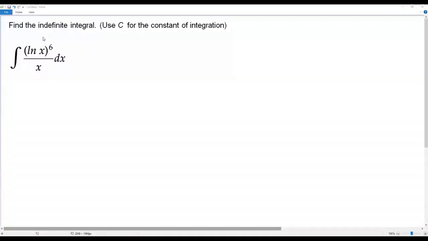Here we have an AP Calculus AB problem. Okay, let's go to the question. Find the indefinite integral. Use C for the constant of integration. Here we have the integral of (ln x)^6 over x dx. So this is the function we are going to integrate.